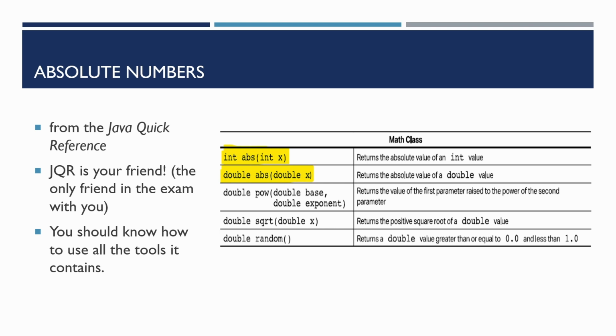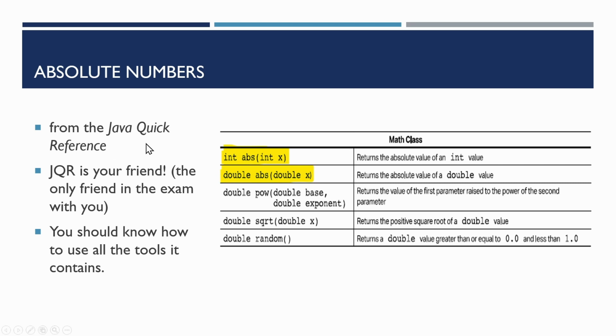Okay, next topic, absolute numbers. Why are they useful? Well, absolute is used for finding the difference between 2 numbers if you don't know which one's bigger. So if you're trying to find the difference between 2 points, but you don't know which one's going to be bigger, sometimes one will be bigger, sometimes the other one will be bigger, then just minus them from each other and then find the absolute. And that should get you the number you're looking for.